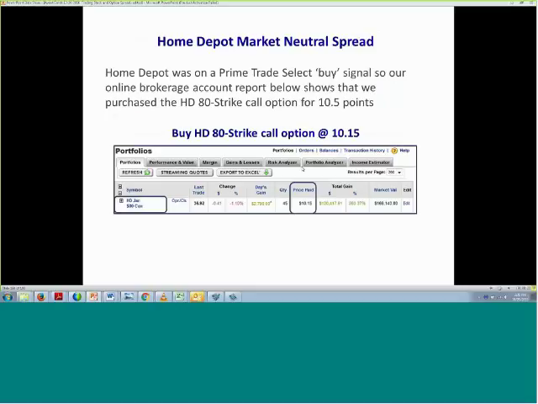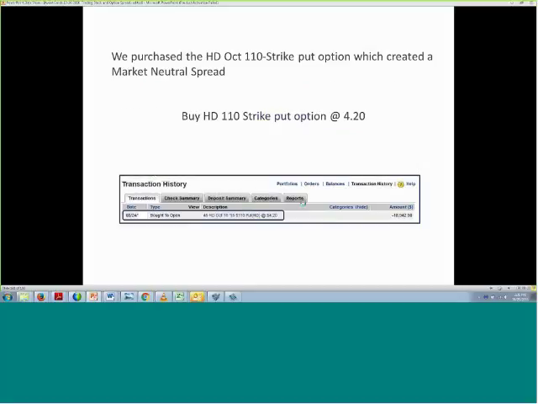Let's look at one more example. This is the Home Depot, and we used Prime Trade Select to buy the Home Depot 80 strike call. We paid $10.15. We got a low risk entry. The stock went up in price, so we had a profit.